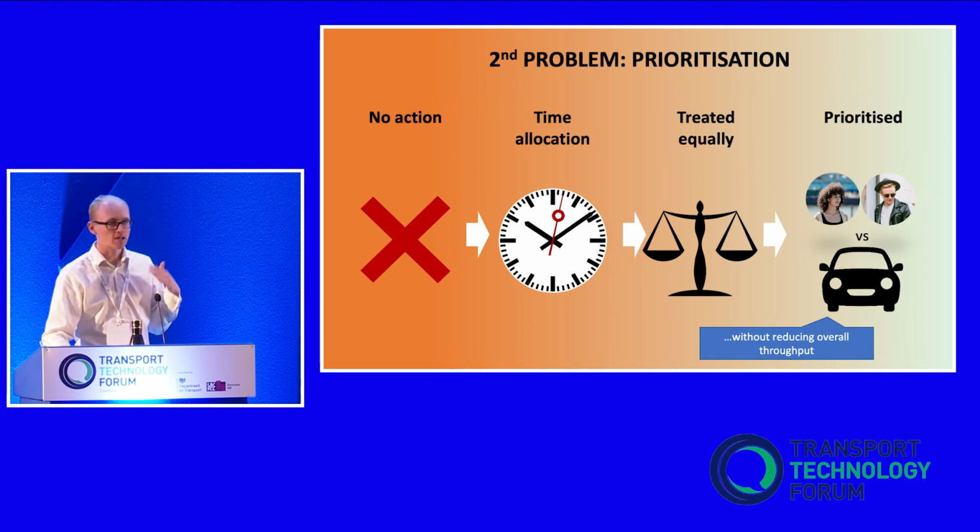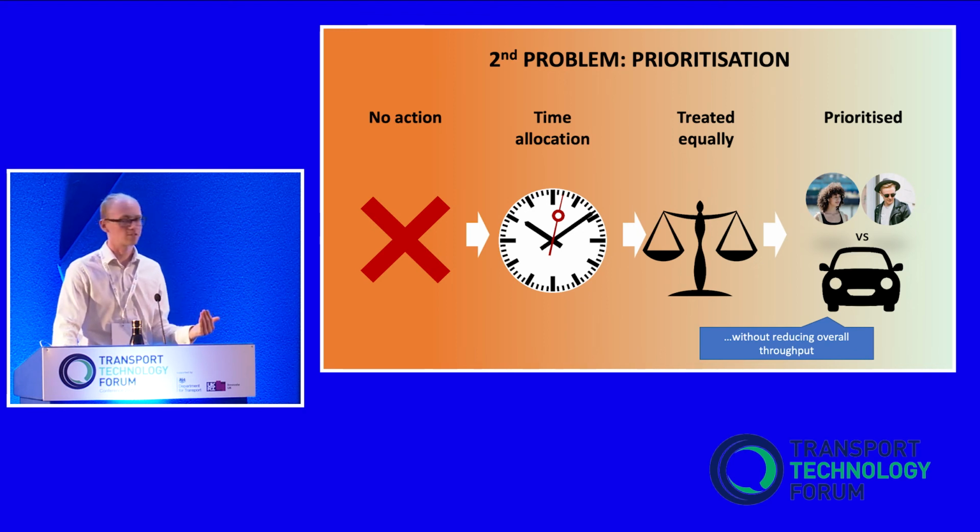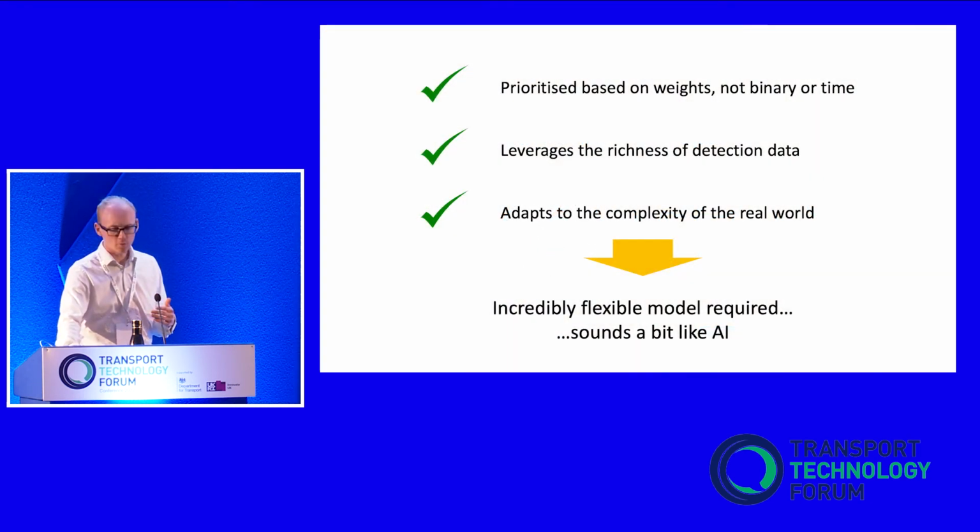And all of this needs to be done in a world where you're not trying to reduce the overall throughput. You don't want your cars to be complaining that you're prioritizing the cyclists and pedestrians. So you need to think about how you balance all those different elements. So we've got quite a complex system. You've got a system which is trying to prioritize based on weights, rather than it being just a binary on and off, there are some pedestrians there or giving them some time. You need a system that leverages the rich data that we've just been talking about, that if a pedestrian is slow across the road, can actually make use of that insight. And one that adapts to the huge complexities of the real world.